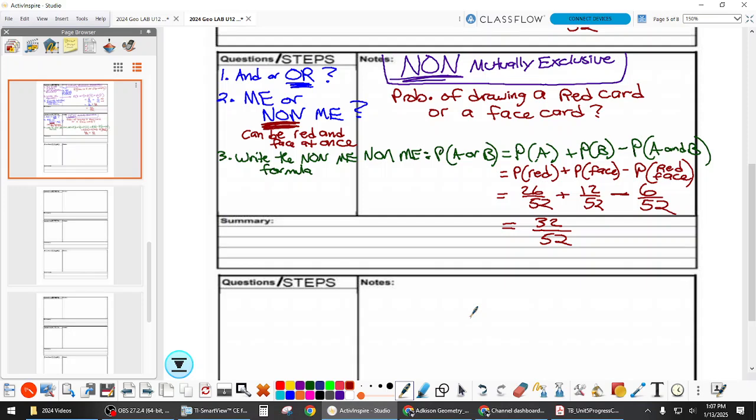So do we have a good chance or not so good chance of drawing a face or a red card? 32 out of 52. Is that likely or unlikely? Well, it falls on the upper end, right? It's out of 52, it's above 50%. So that would say it's likely.